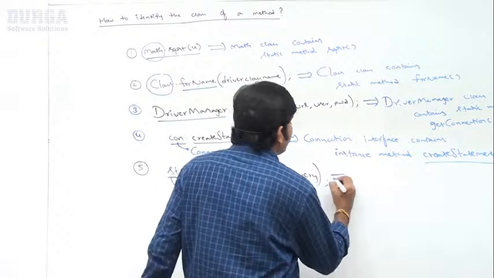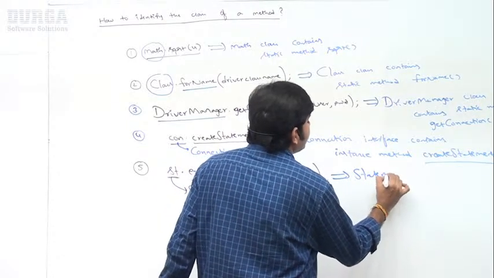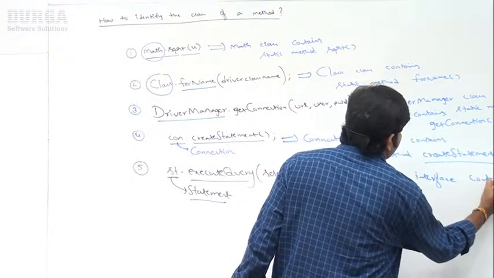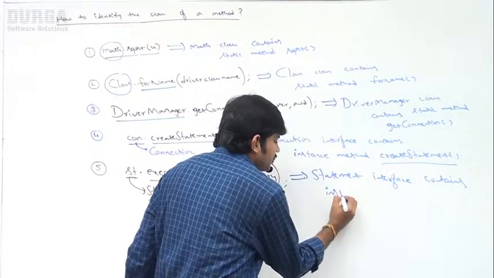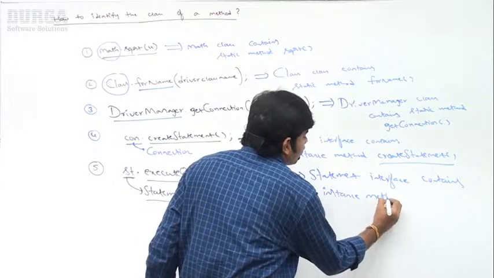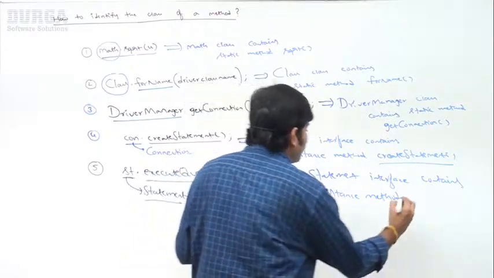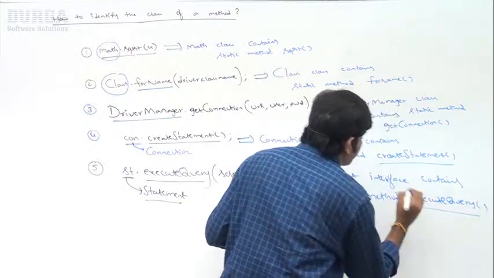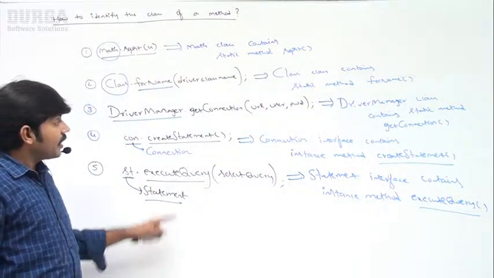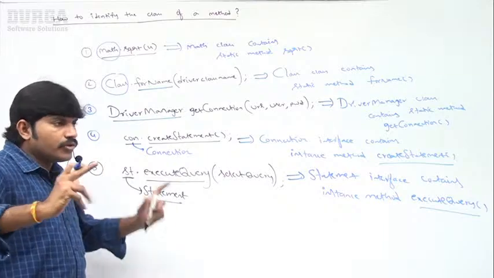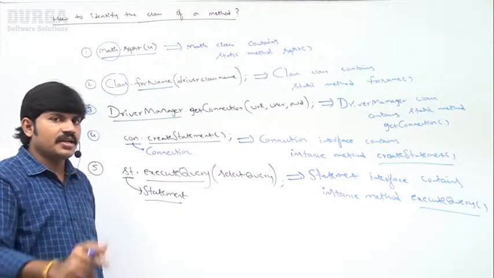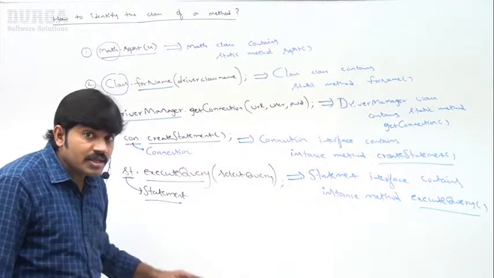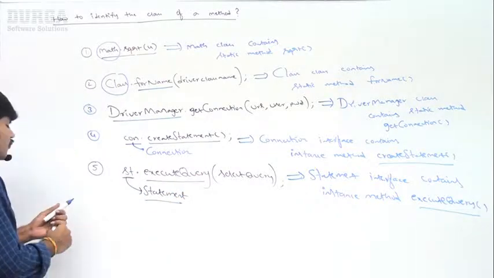Okay. Now, can you please tell, the statement interface contains an instance method. What is that method, sir? Execute query method. So, by seeing the way of calling, how you are calling, based on that, you can decide whether the method is instance method or static method, and from where this method is coming. Just observe that. One more, sir.